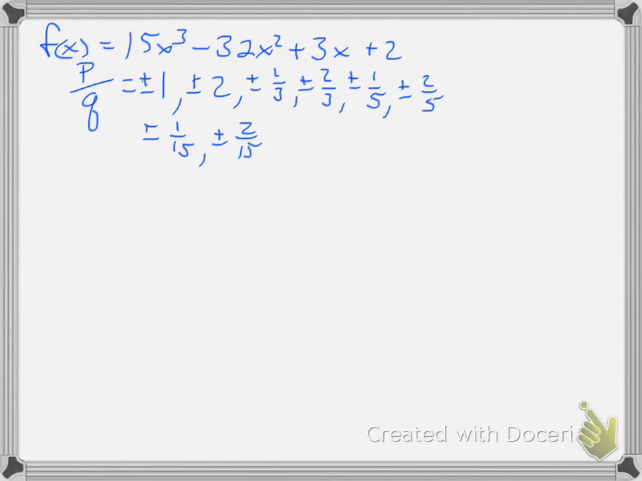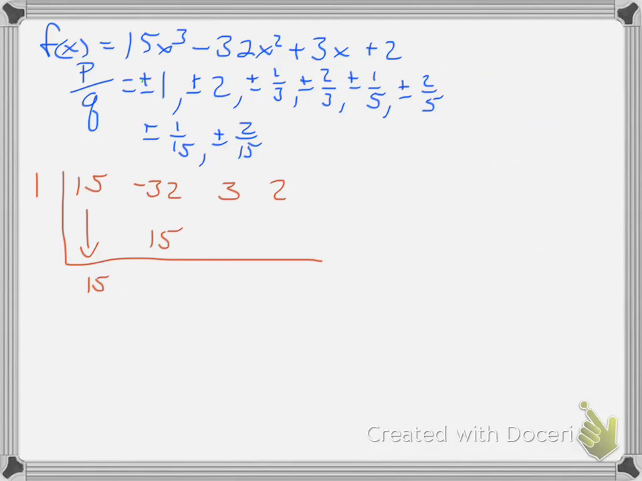So I'm going to start trying synthetic division to see if any of these are my actual roots. I'm going to start with positive 1, and I have 15, negative 32, positive 3, and 2 as my coefficients. Remember, there aren't any missing terms here. So I'm going to bring down the 15, multiply it with 1. Negative 32 plus 15 becomes negative 17, times 1 is negative 17. That becomes negative 14, and negative 14, and that's negative 12. Well, because the remainder was not 0, that means the 1 is not a root.